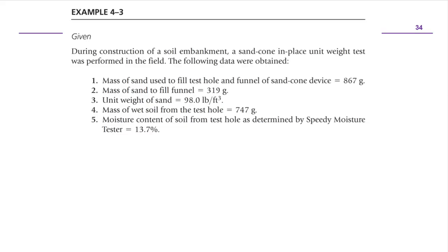During the construction of a soil embankment, a sand cone in-place unit weight test was performed in the field, and we obtained the following data. Number one, the mass of sand used to fill the test hole and cone is 867 grams, and the mass of sand to fill the cone is 319 grams. The unit weight of sand is given, but the units are different. The amount of soil that comes out of the test hole is 747 grams, and the water content of this soil was 13.7. So we have to find the dry unit weight that we achieved in the field.